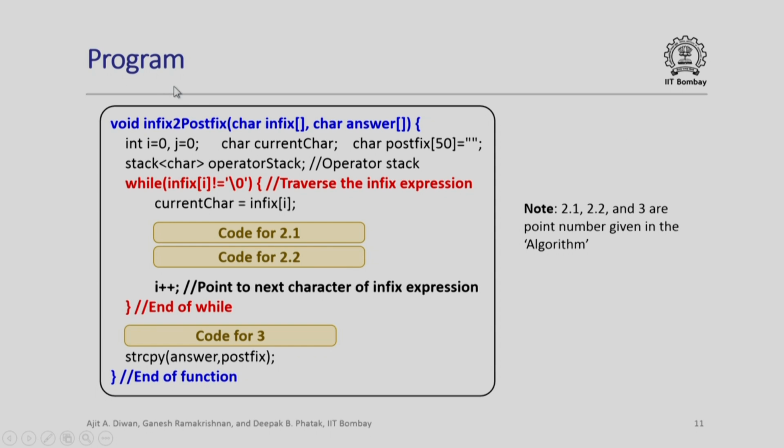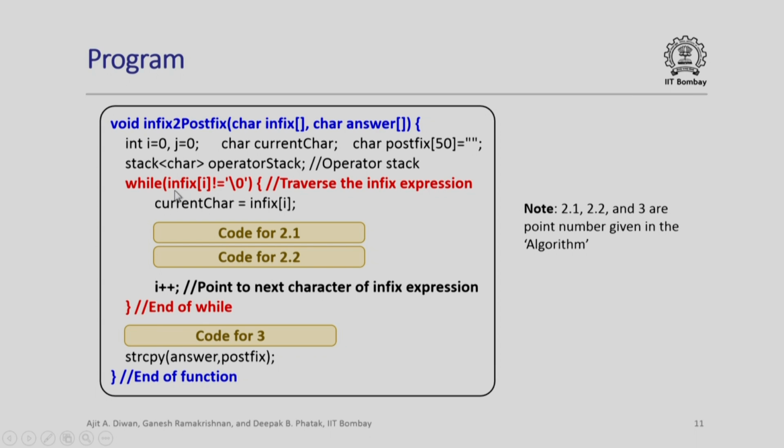Now we come to that part of the program, the function which actually does infix to postfix conversion. This has two parameters, infix as the input array and the postfix array, which is actually assembled in an array called answer in this function. So I declare the current char, i, j, etc. I declare a char postfix internal array which I initialize to blank. I have a stack of char which is the operator stack.